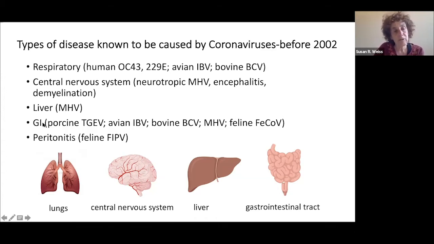Many of these viruses are gastrointestinal viruses: the porcine transmissible gastroenteritis virus, the avian IBV, the bovine BCV, MHV as well. The strains that are found in mouse colonies are GI viruses. And then there's the feline coronavirus. And also there's another feline coronavirus called FIPV, feline infectious peritonitis virus, a really fatal, very severe disease of cats. So there really was a whole literature and a whole lot of coronaviruses that were known and were studied far before we knew about the lethal human coronaviruses.